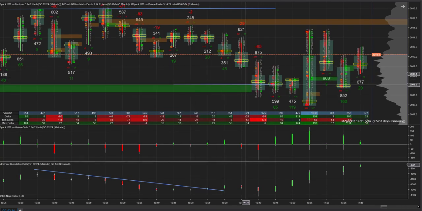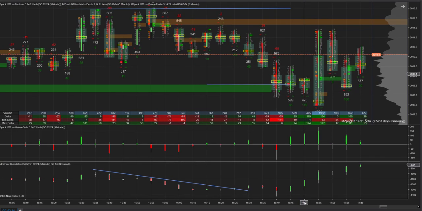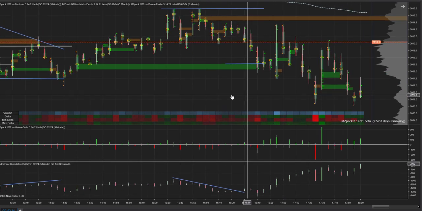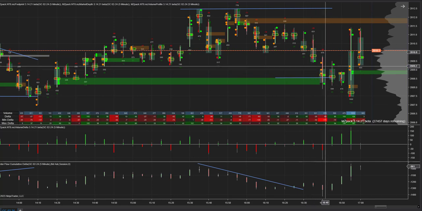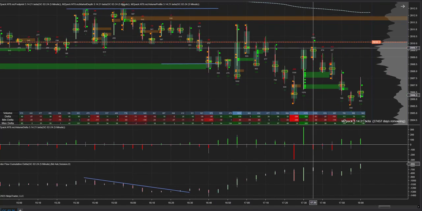After exiting here, I waited to get another opportunity for a short trade because the initial bias was bearish. I did not look for long trades. So after this trade, I didn't take any other trade till here. Look at it.